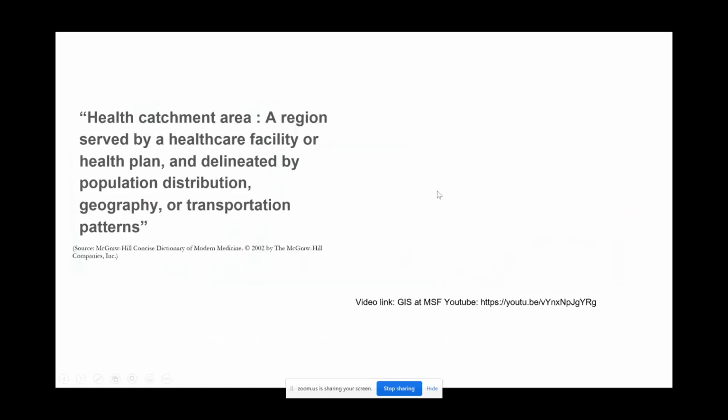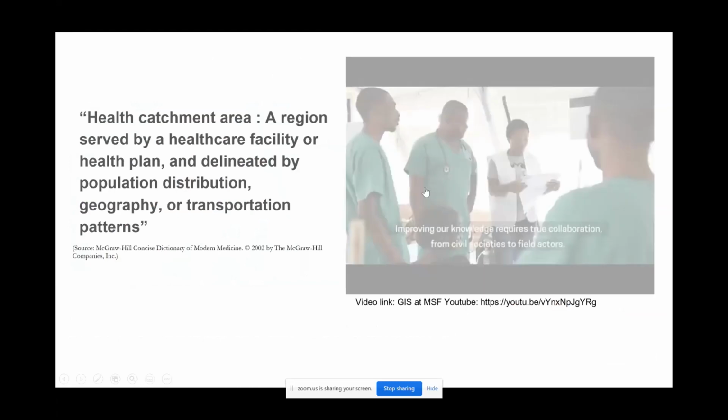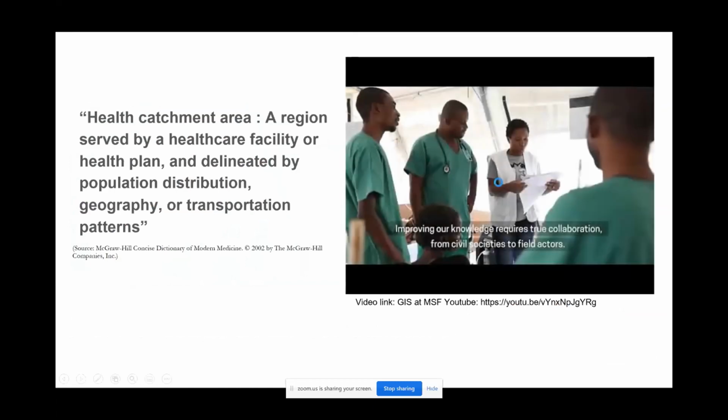So we will start with a small video just for the definition of the health catchment area. I'm not so sure, I hope it will work fine.